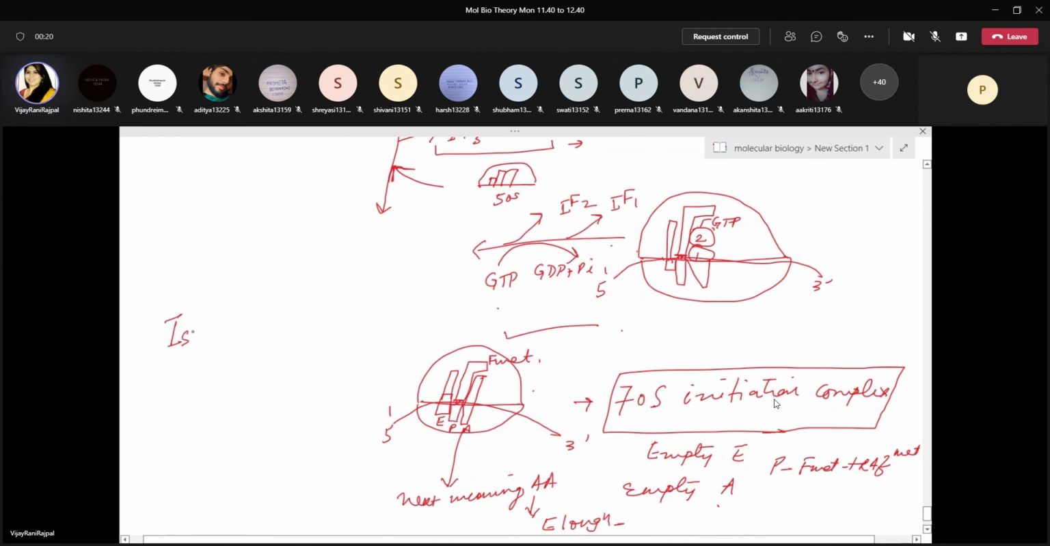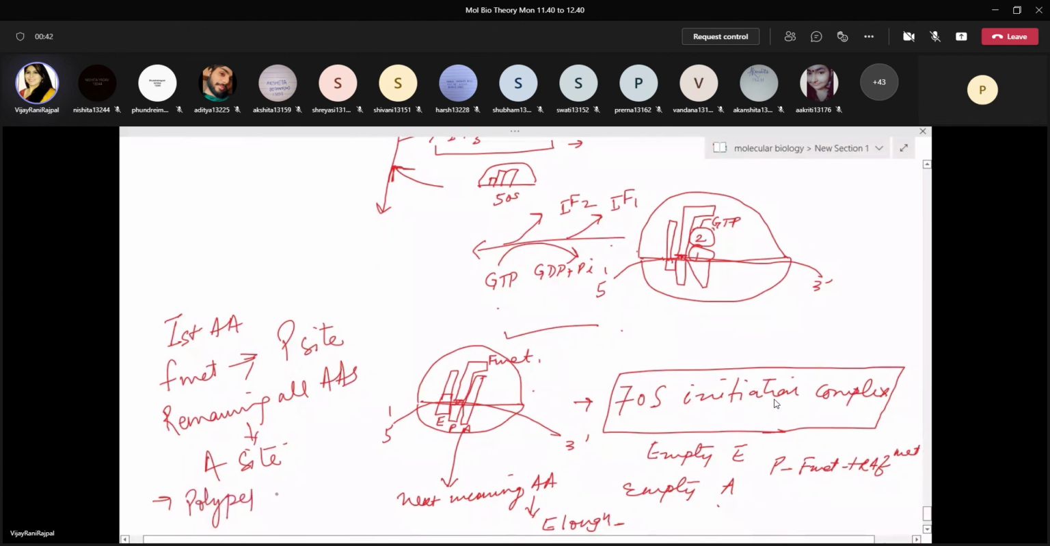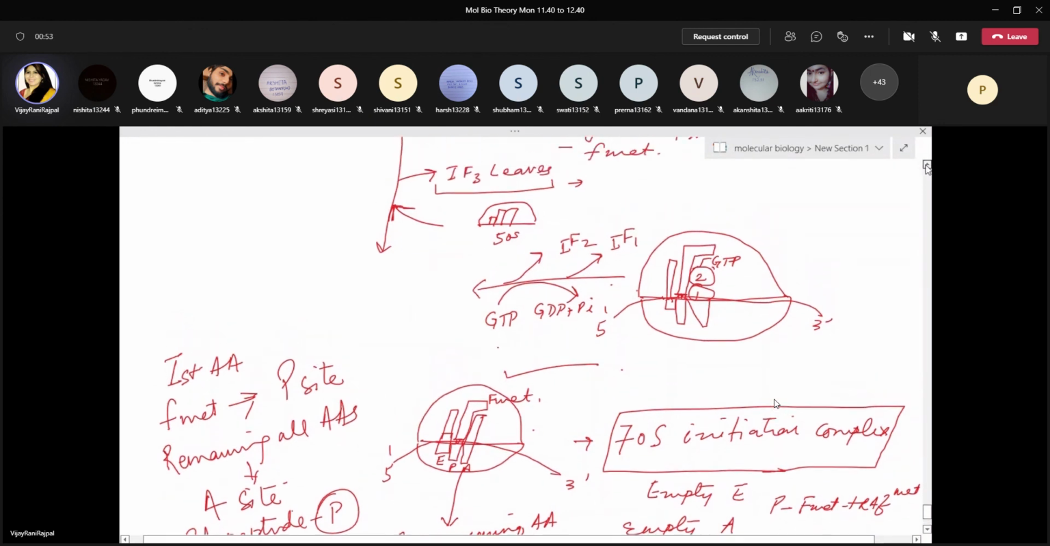Now, the first amino acid, formylated methionine, is always transferred to the P site. All remaining amino acids will be transferred to the A site, because from now on you will have a polypeptide lying on the P site. That's how it is known as the P site. Clear, children? Clear? Yes. Okay, just one second.